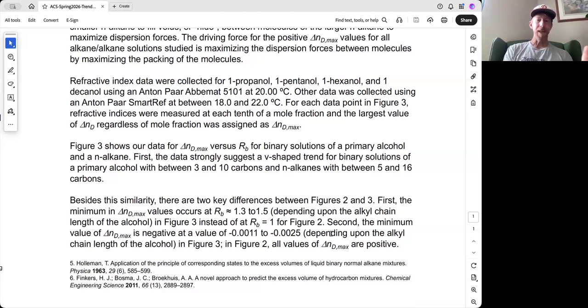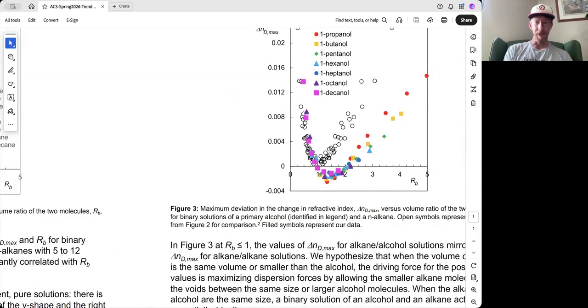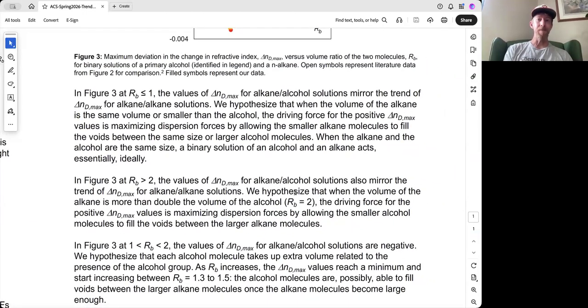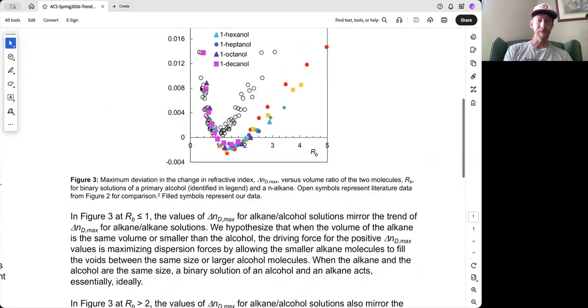Oh, and it's negative, and the RB is no longer at 1. Remember, RB was at 1 for 2 alkanes. And you can see RB right here for the hollow circles. In figure 3 at RB less than 1, the values of delta ND max for alkane alcohol solutions mirror the trend of delta ND max for alkane alkane solutions. So right here, there's a steep decrease. They're not exactly on top of each other, but they're pretty close. That's what we mean by mirror the trend.